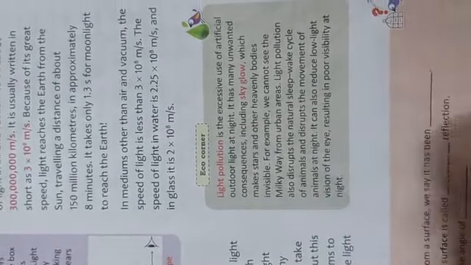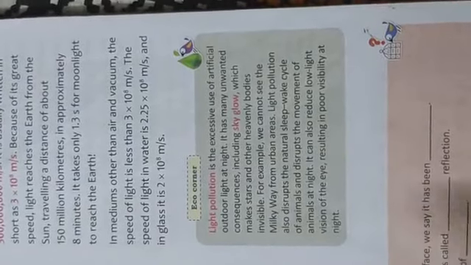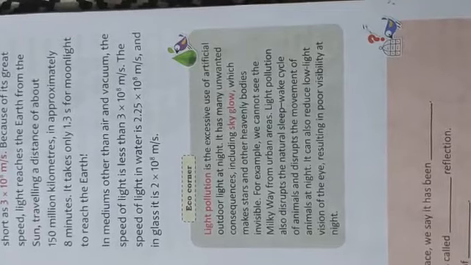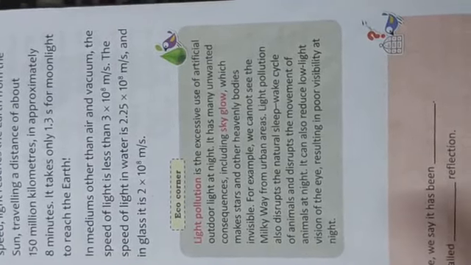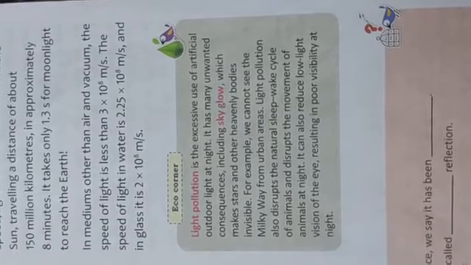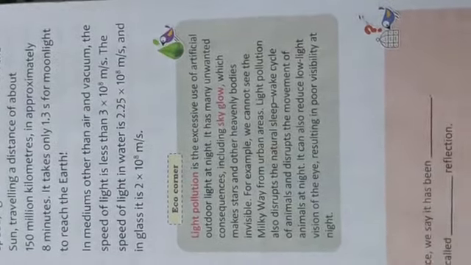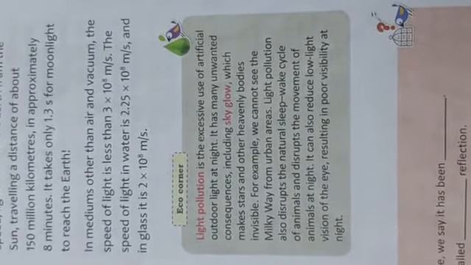Okay, so next is light pollution. Light pollution is the excessive use of artificial outdoor light at night. It has many unwanted results, including sky glow, which makes the stars and other heavenly bodies invisible. For example, we cannot see the Milky Way from urban areas. Light pollution also disrupts the natural sleep-wake cycle of animals and disrupts the movement of animals at night. It can also reduce the low light vision of the eyes, resulting in poor visibility at night. So you have to keep this in mind.